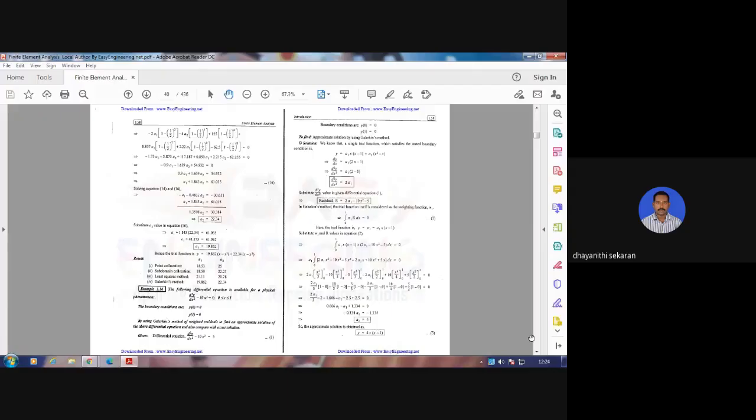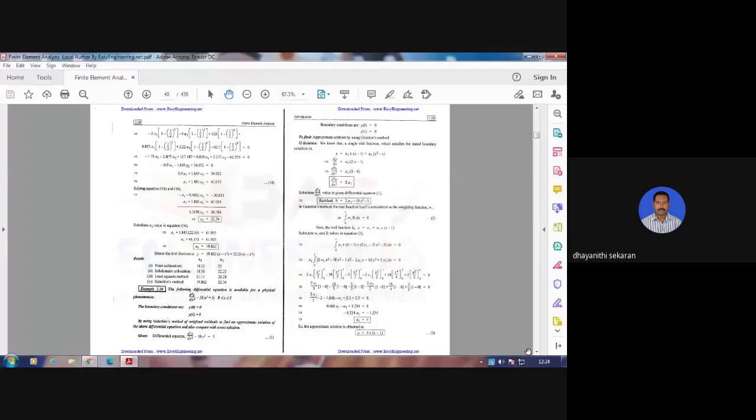Okay. The next problem: the following differential equation is available for a physical phenomenon. The given differential equation is d squared y by dx squared minus 10x squared equal to 5. The limit is 0 less than or equal to x less than or equal to 1. The boundary conditions are y of 0 equal to 0, y of 1 equal to 0. By using the Galerkin method of weighted residual.